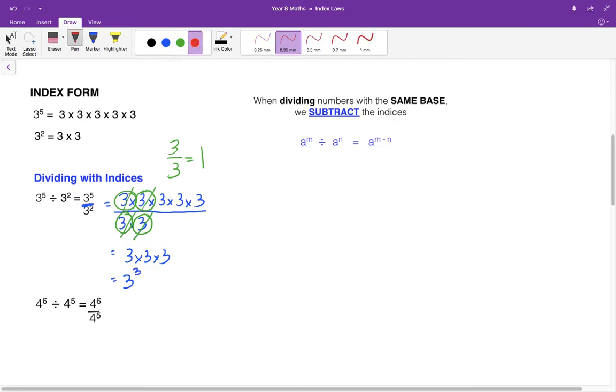Hang on, we had an index of 5 and an index of 2, and we've divided and we've ended up with an index of 3. Gee, that seems as though we've just subtracted the indices. So let's try it with our next example.